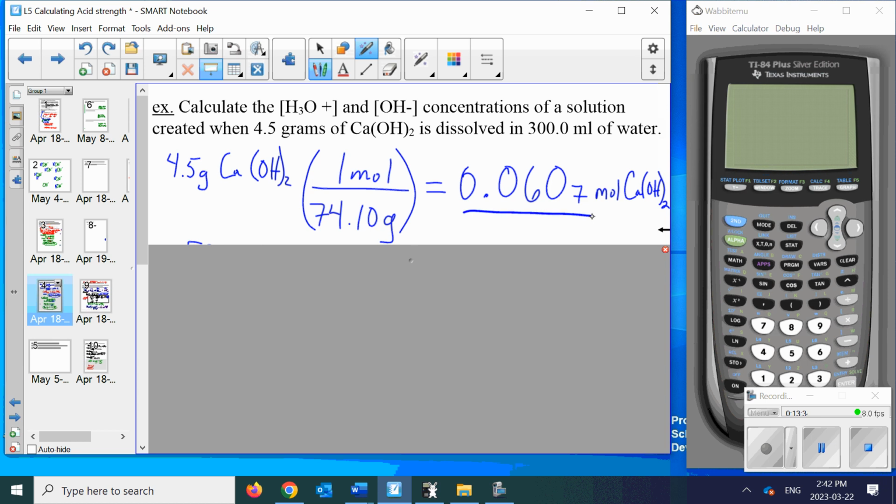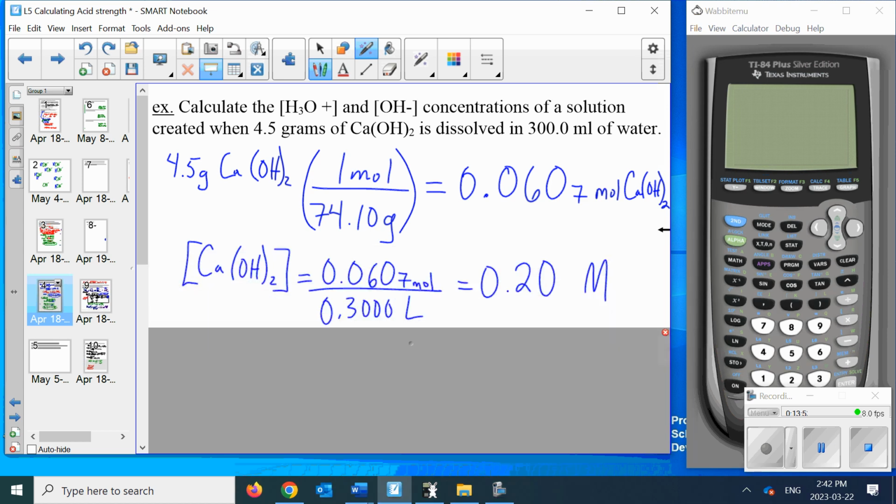0.061 moles calcium hydroxide. I put 0.06 and then a small 7, just because I'm going to carry that extra digit through the calculation. I use a small one to remind me there's only 2 significant digits. Once I have the moles, I need to divide by the liters. 300 mL is 0.3 liters. Do that. Now I cut down to 0.20 moles per liter. That's the calcium hydroxide concentration. Now this is more like the previous acid problem. I've got the moles per liter, the concentration of the base.